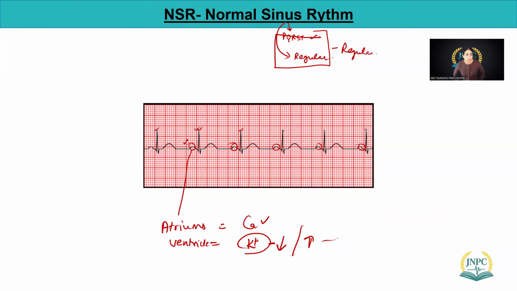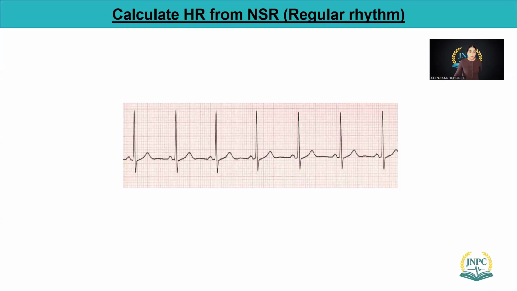Okay. All right. So going back to normal sinus rhythm, what are the other things I want to add here? Okay, yeah. Next part, normal sinus rhythm. How to calculate heart rate from normal sinus rhythm by just watching this ECG strip. By the way, some people call it ECG, some people call it EKG, both are the same.